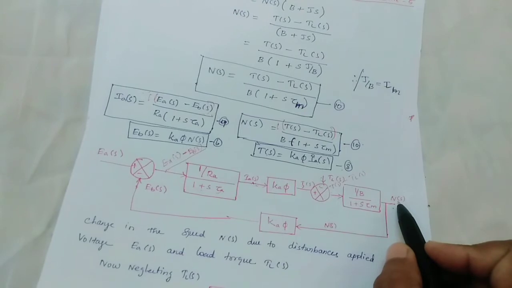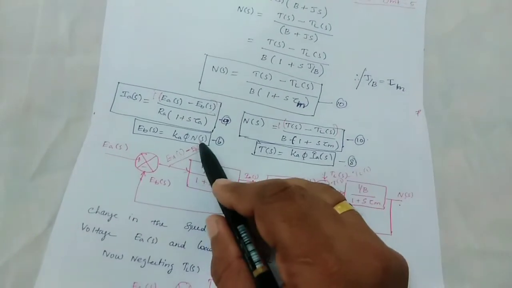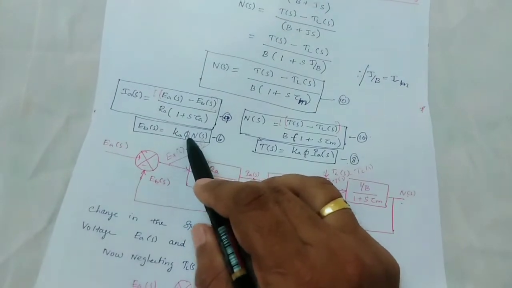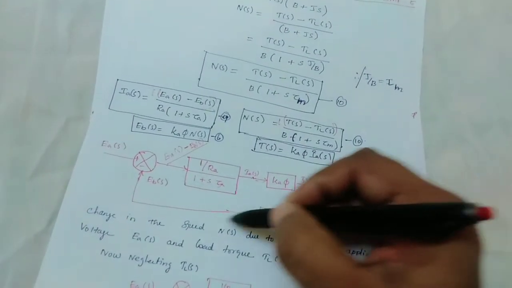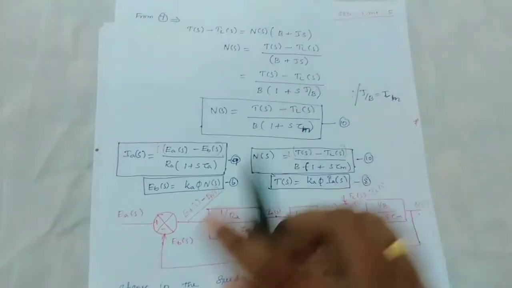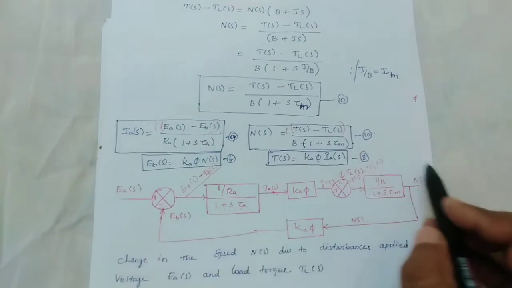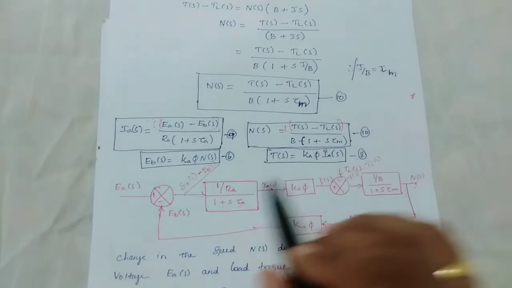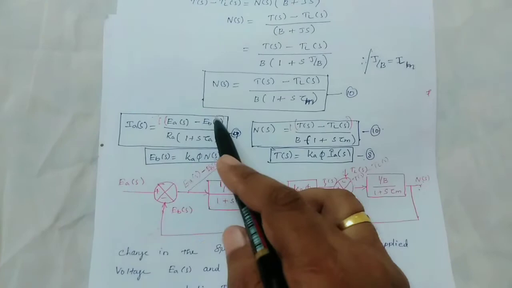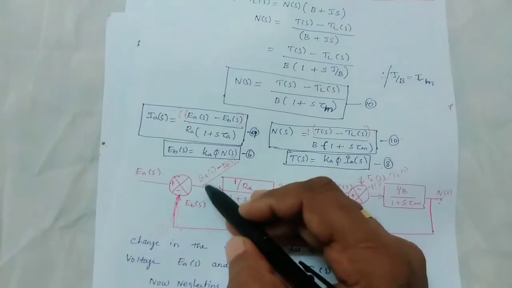From this N of S, we are multiplying with K a phi, that is N of S is multiplied with K of phi, and we will be producing EB. So now we will join this box into EB. From this input supply EA of S is given, and N of S is taken as output. EA is compared with EB.